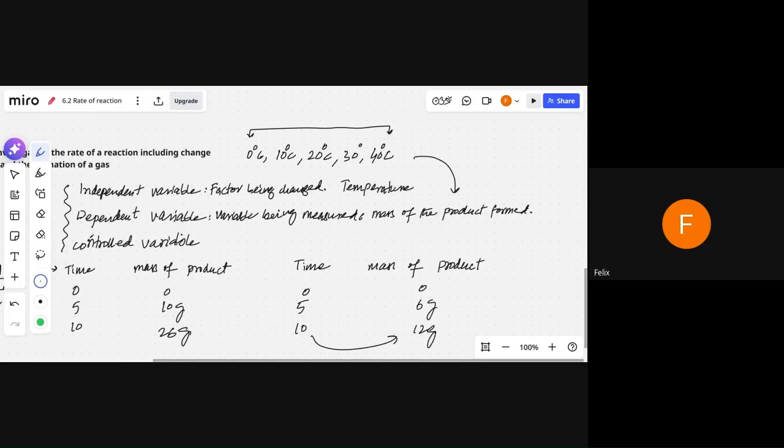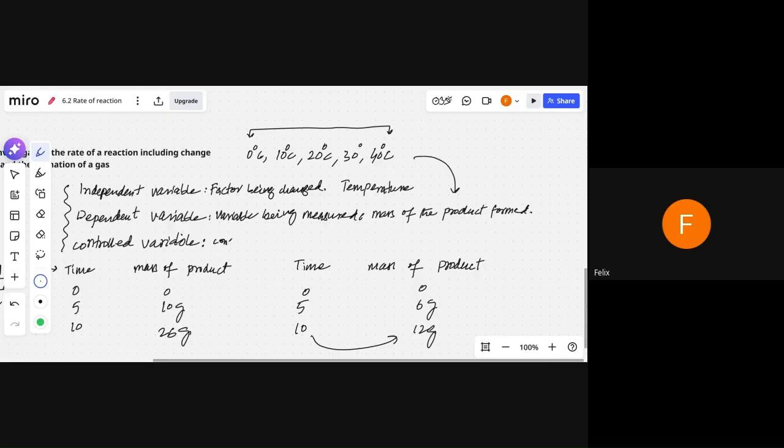And then we have the third type of variable, called control variables. If you are trying to understand the relationship of increasing temperature on the rate of a reaction, all other aspects must be kept constant. For example, every factor that could affect the rate of a reaction besides the independent variable must be kept constant.